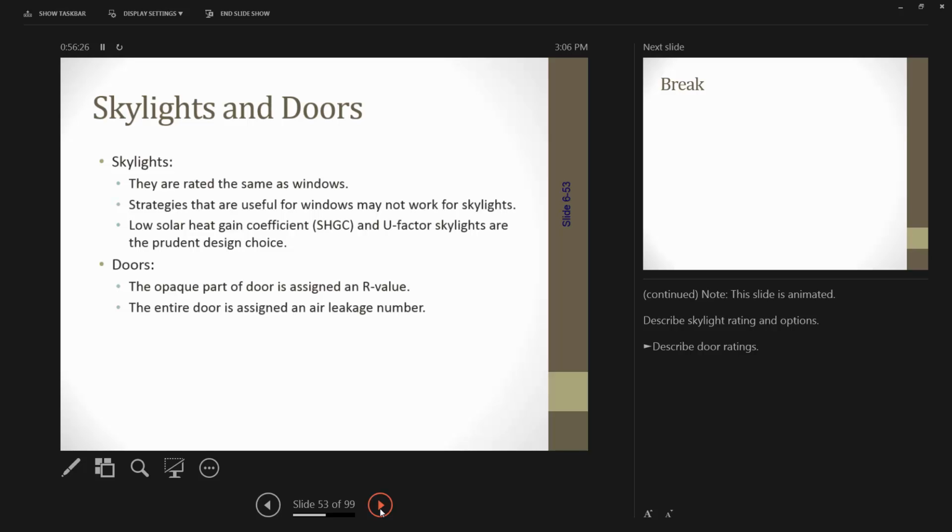So, any questions on thermal envelope strategies? I know we spent a lot of time on them last semester, but as systems go, it's probably the most important system in a building, that separation between inside and out.